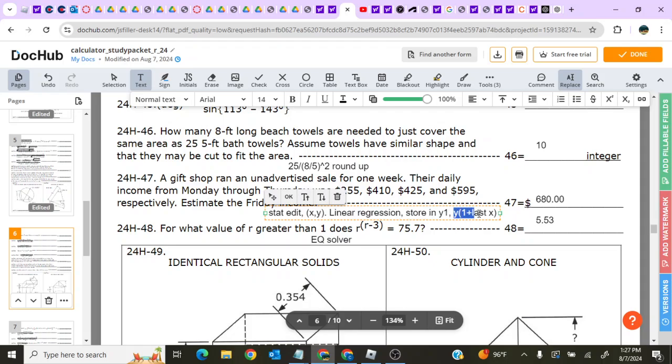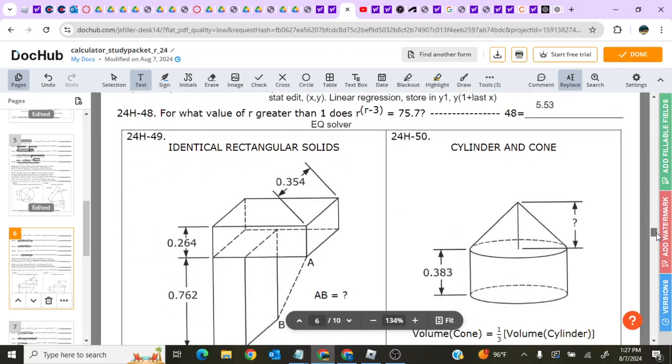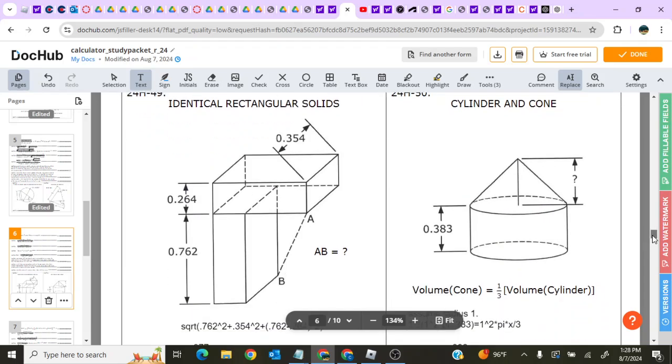y of 1 plus the last x. Actually, yeah, you do need to make a positive guess if you wanted to solve it. But other than that, not much you have to do.